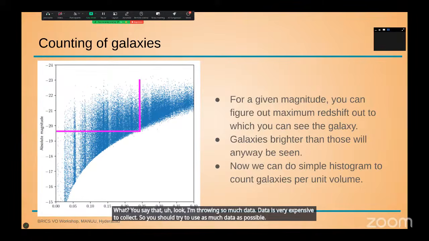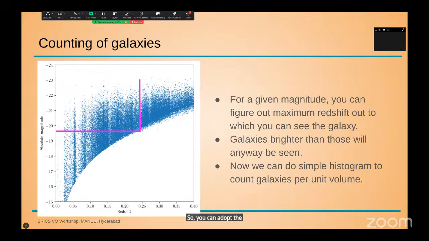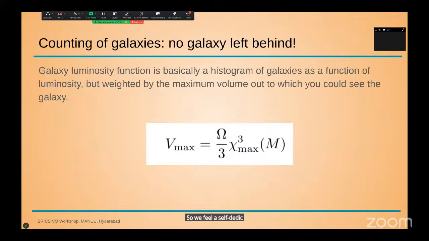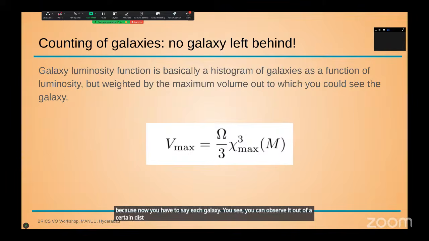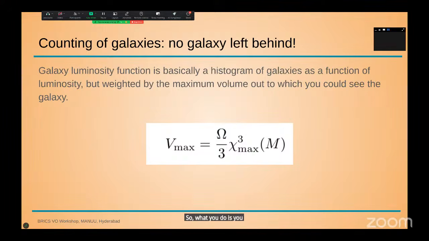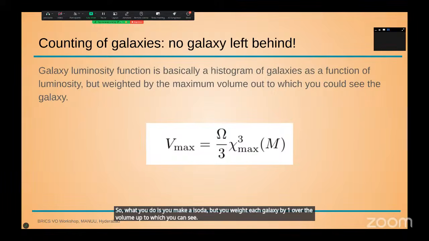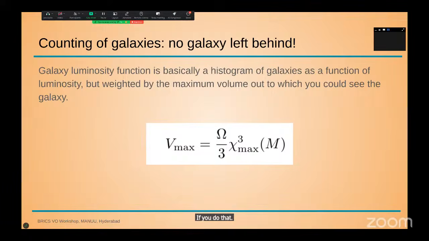So you can adopt the approach that you will not leave any galaxy behind. If you adopt that approach, then you have to be careful, because now each galaxy can be observed out to a certain distance, a certain volume. So what you do is you make a histogram, but you weight each galaxy by 1 over the volume out to which you can see it. If you do that, you automatically get the number.